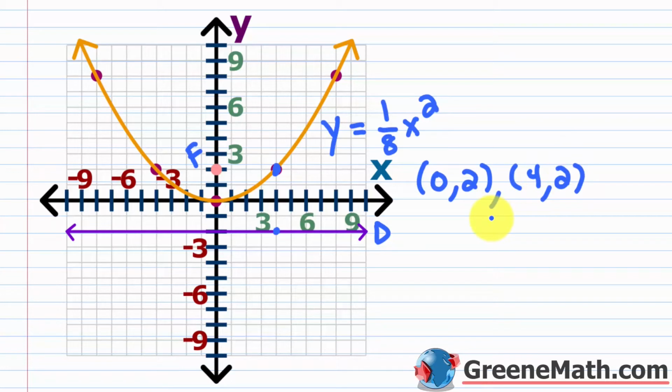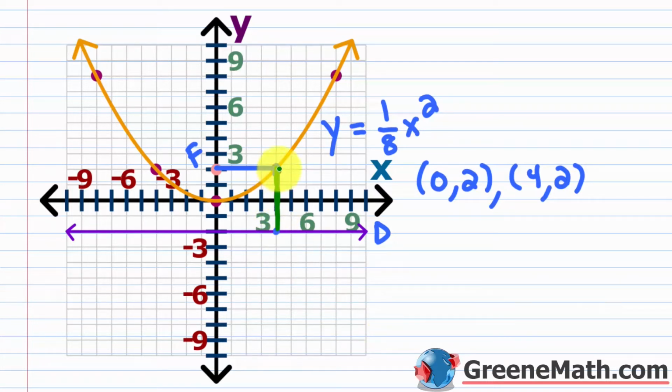And let me draw this line. Not perfect, but you can see this is a horizontal line here. If you think about this x-coordinate being 0 and this x-coordinate being 4, 4 minus 0 is 4. So the distance between those two points would be 4 units. Well, what we're saying is that the distance between this right here and this right here would also be 4 units. Not a perfect line, but you get the idea.